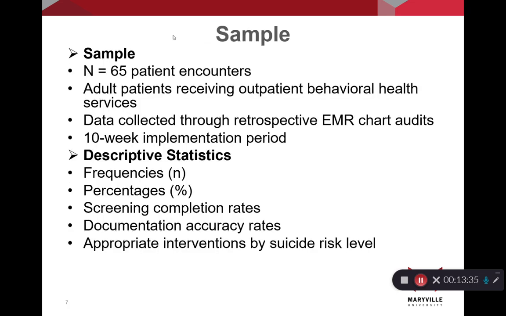The project evaluated 65 patient encounters using retrospective electronic medical record chart audits. Because this was a quality improvement project, descriptive statistics were used to summarize the data rather than perform hypothesis testing. Frequencies and percentages were used to describe clinician compliance with suicide screening, documentation accuracy, and appropriate interventions based on the patient's suicide risk. These descriptive measures provided a clear picture of practice changes following implementation of the standardized CSSRS screening tool.